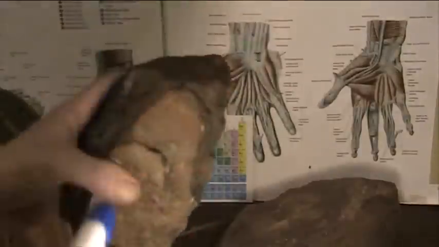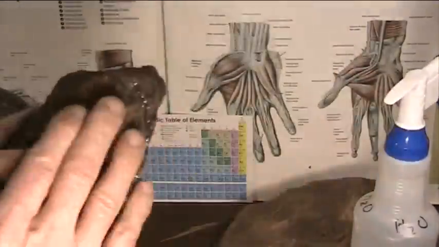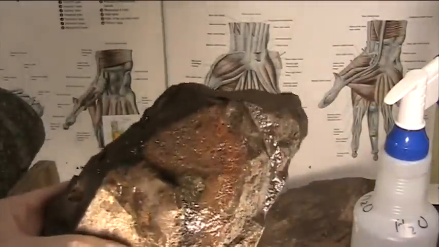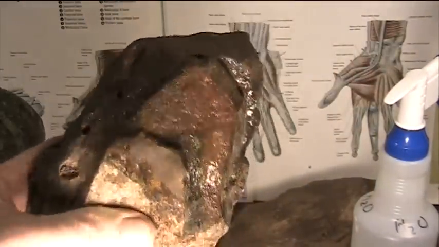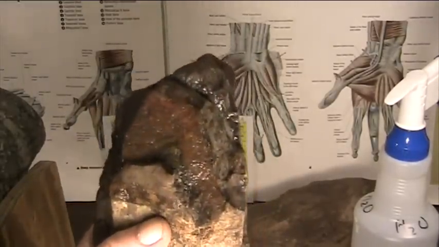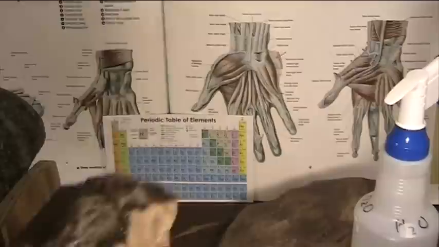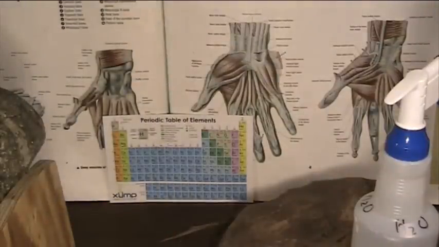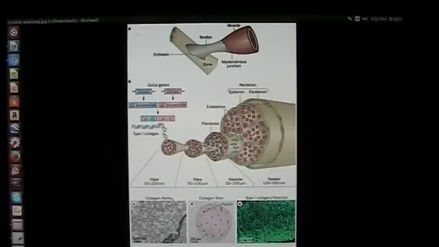Now, when I first cracked this, it was literally leaking blood. And you see how quickly it rehydrates? Blood has that ability to rehydrate, and it turns red. So that's just the way that is. All right, this is a pretty good representation.